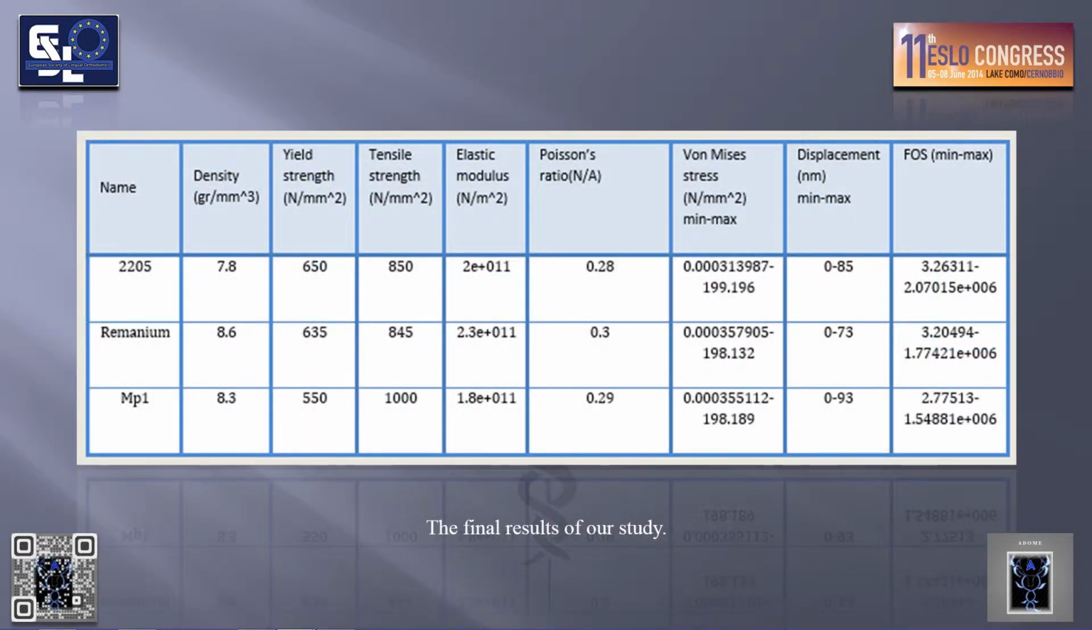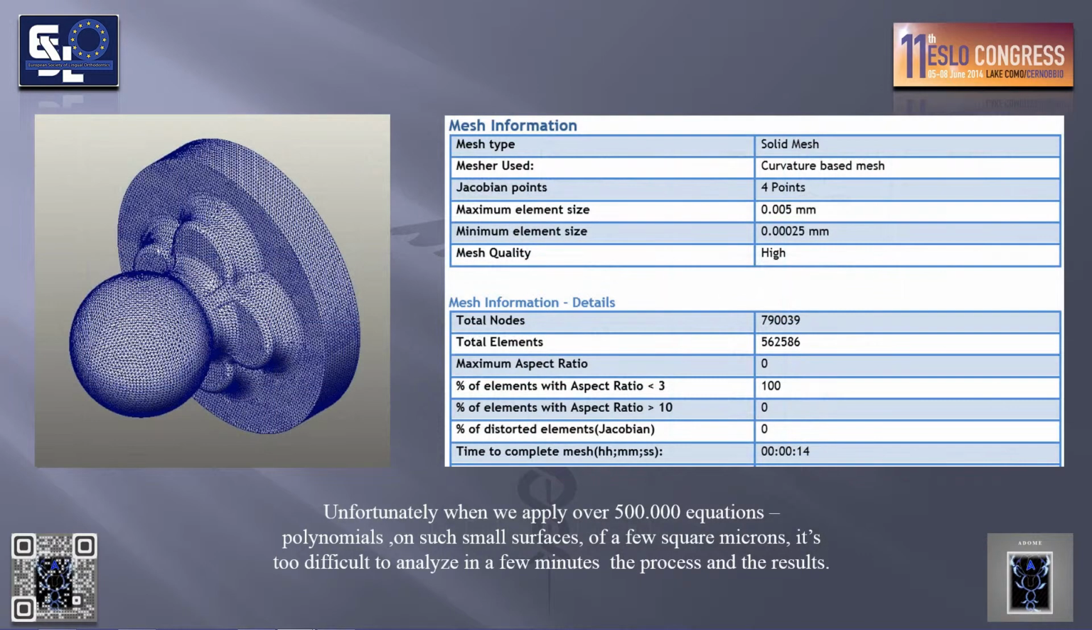The final results of our study. Unfortunately, when we apply over 500,000 polynomial equations on such small surfaces, of a few square microns, it is too difficult to analyze the process and the results in a few minutes.